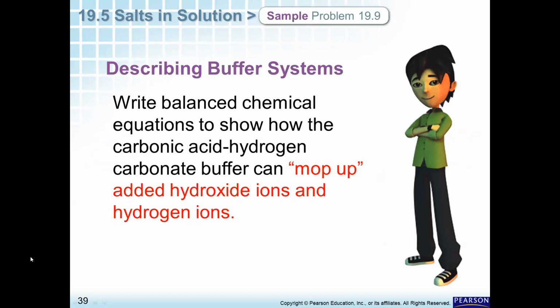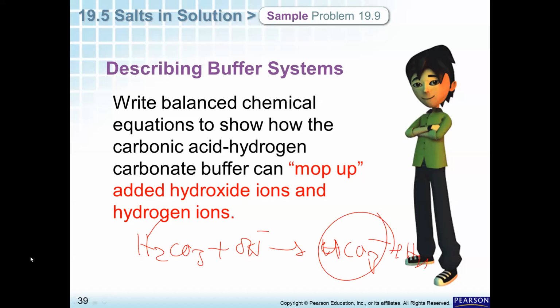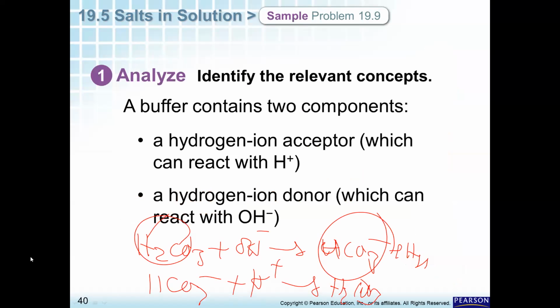Of course, these are just equations showing you how to write a balanced chemical equation to show how the buffer works. I already did that, which is carbonic acid and hydrogen carbonate. How do these react with the acid and base? The carbonic acid, H2CO3, reacts with the base. If we add a base, it produces HCO3 minus, because it gives hydrogen plus water. And that is already there. Or the HCO3 minus will react with the H plus that you added to produce the H2CO3. And that is already there. These are the two equations that he's asking you to write.